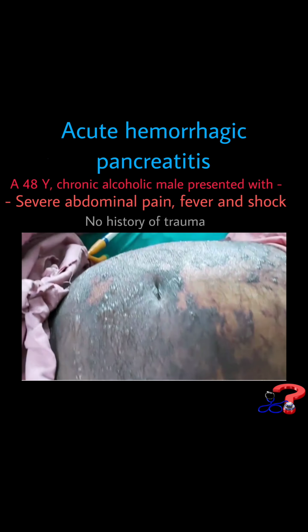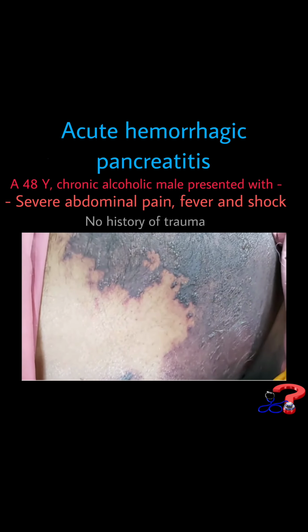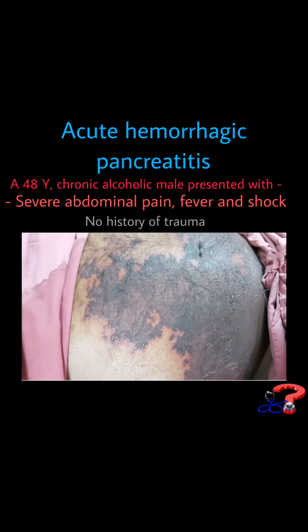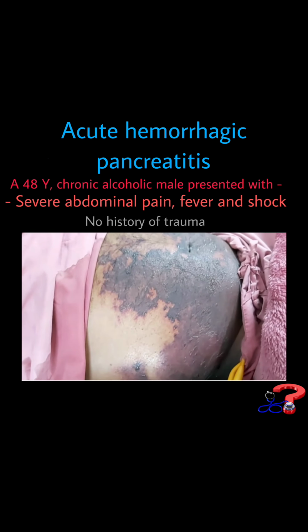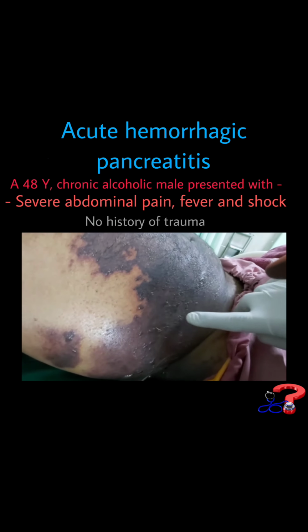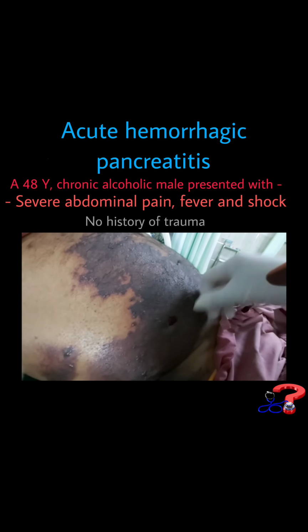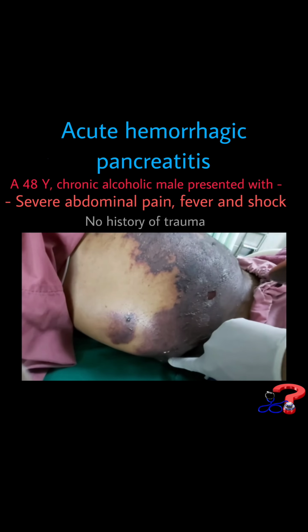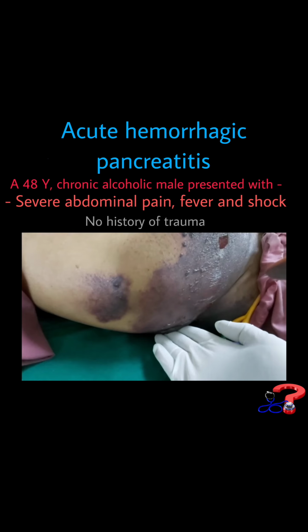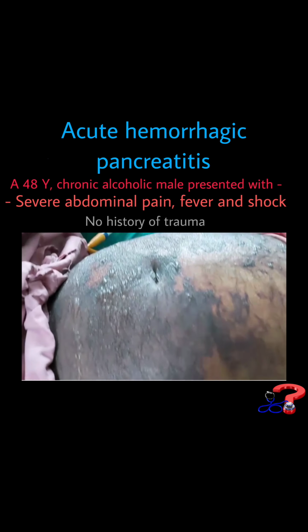This Gray Turner and Cullen sign, along with features of hemodynamic instability, fever, confusion, abdominal distension, signs of paralytic ileus also. And in investigations we can get increased amylase and lipase levels, increase in CRP levels, and there is increased hematocrit and metabolic acidosis in ABG. And in the imaging studies, CECT is usually done, but it is mostly done after 48 to 72 hours so that we can get an exact picture of the pancreas and how much necrosis is there in it.